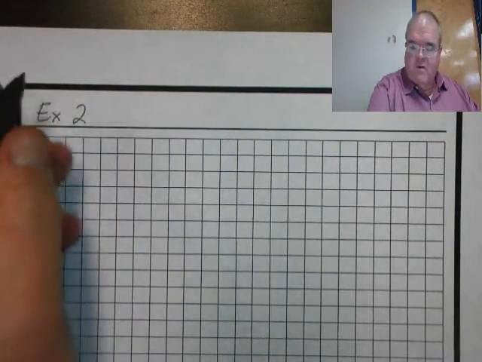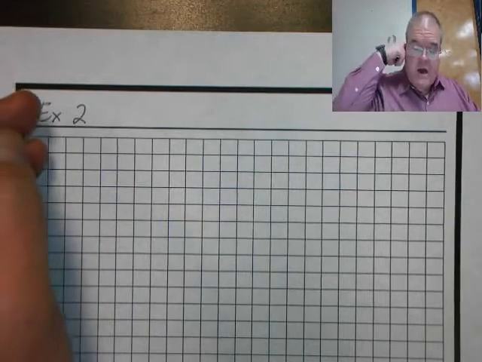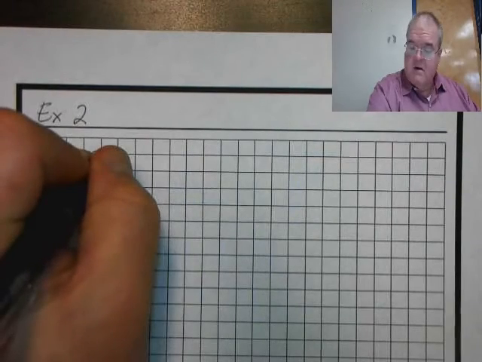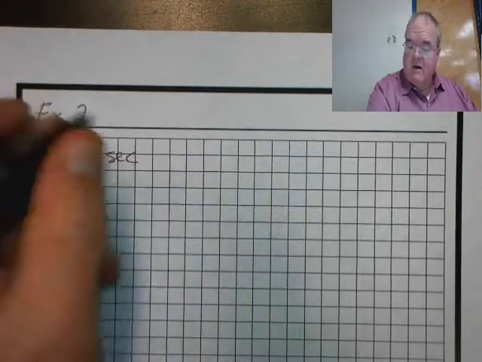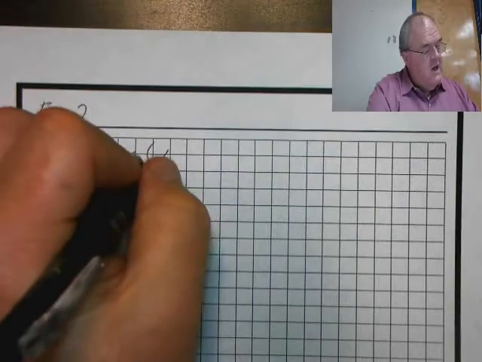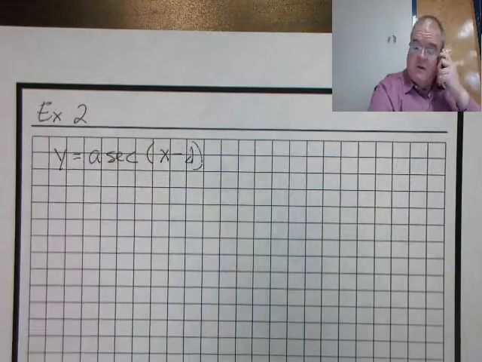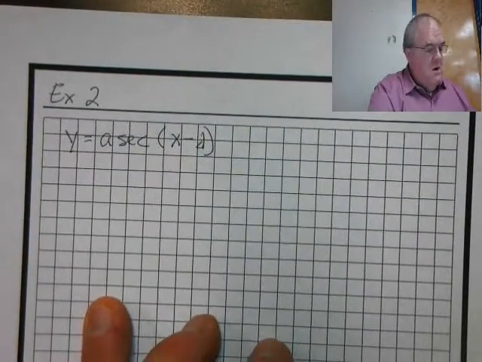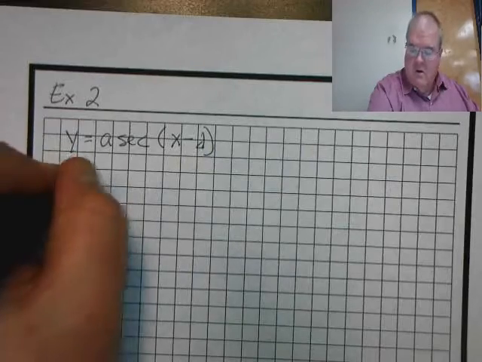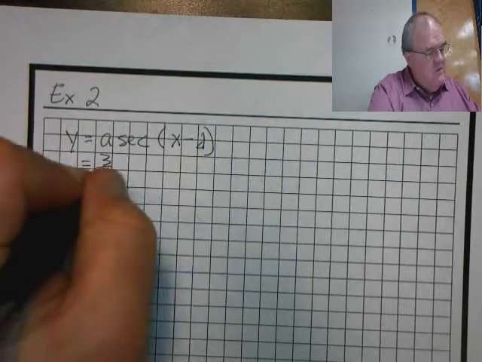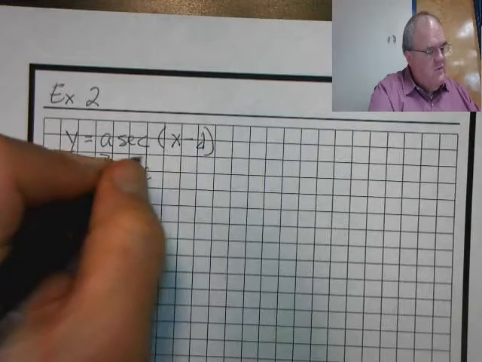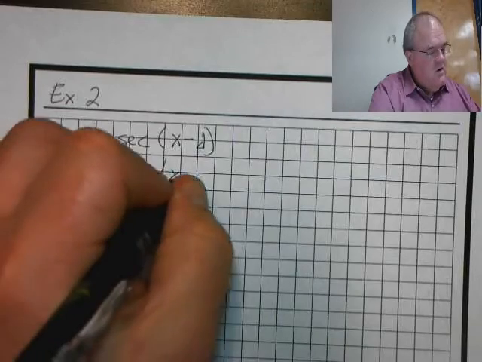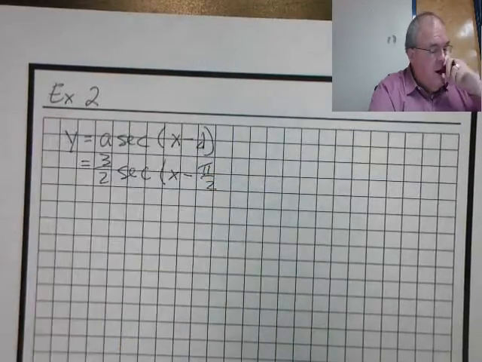In example 2, we're going to look at y equals a secant of x minus d. And our example is going to be 3/2. Y equals 3/2 times the secant of x minus pi over 2.